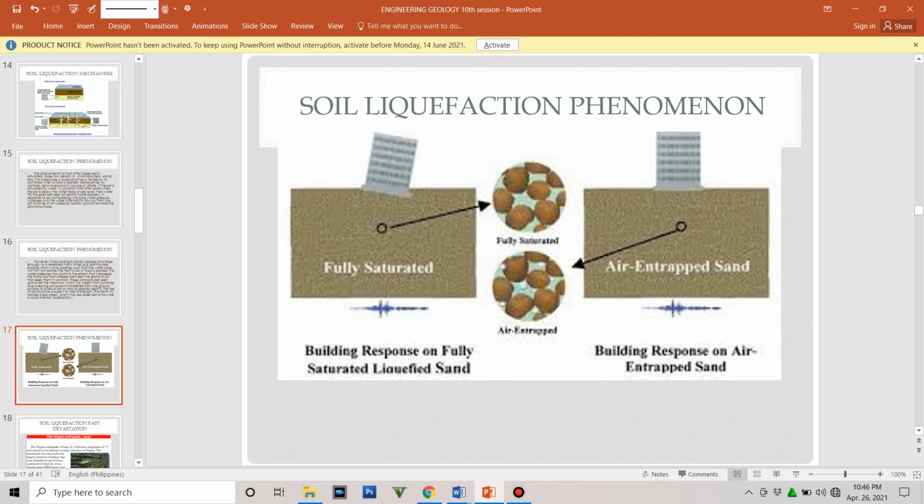So we can see here, kung may air entrapped sand, hindi pa floating ang ating lupa in water. But if it is fully saturated, mas marami ng tubig kaysa sa lupa, there will be a liquefied sand. So tendency is settlement.